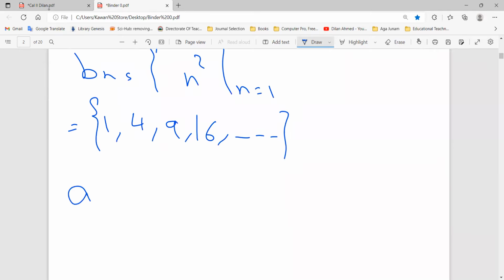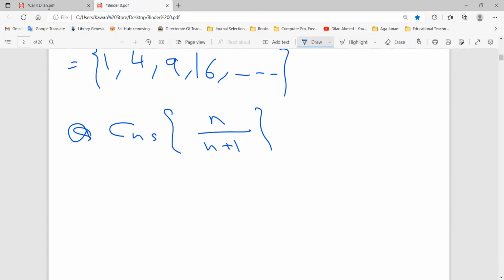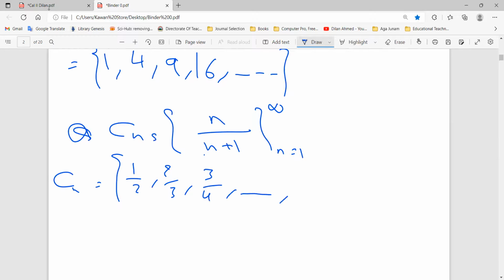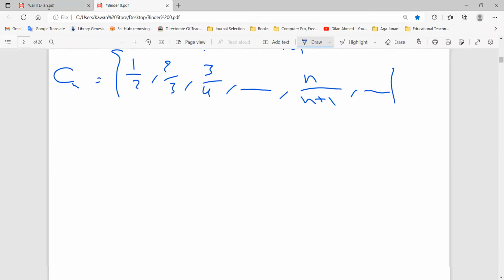When I say Cn equal to n over n plus 1, now we have what? Cn equal to what? 1 over 2, 2 over 3, right? Substitute n. N is 1, so 1 over 2. Next step, n is 2, so 2 over 2 plus 1, which is 3, and go on. Like that. Understood?